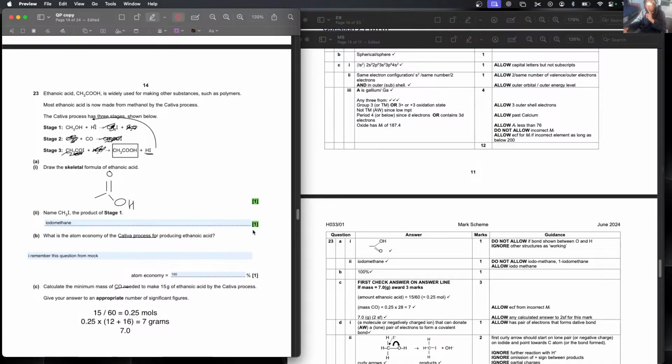Oh, usually it says ignore dashes. Okay, so for 23, 23B.